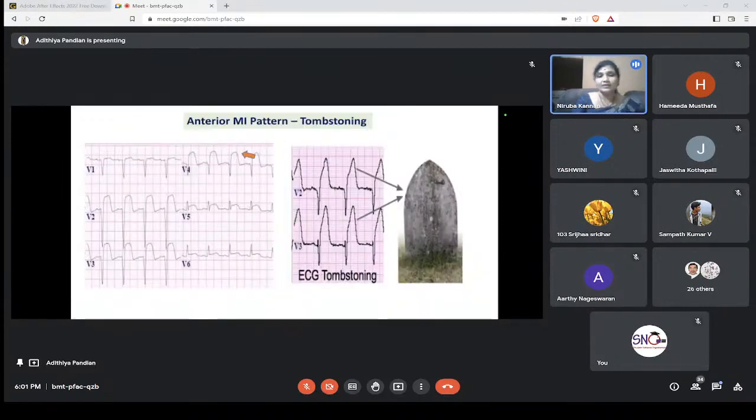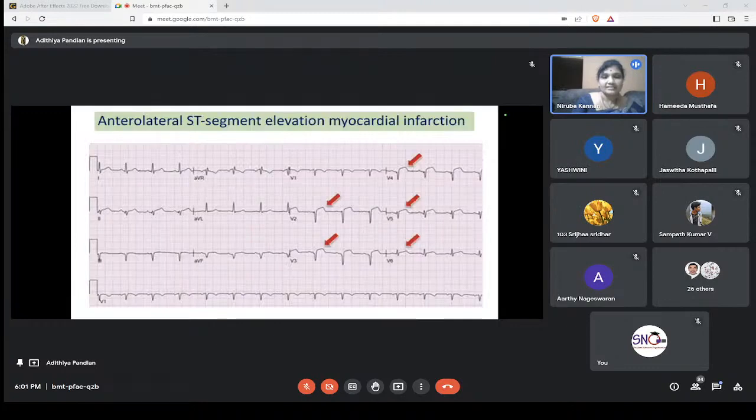In anterior wall MI, you get an appearance called a tombstoning appearance. You can see in the ECG, I put an arrow mark, that is the tombstone. The ST segment will look like a tombstone. Again, this is one more ECG which is showing the same tombstoning in anterior wall.